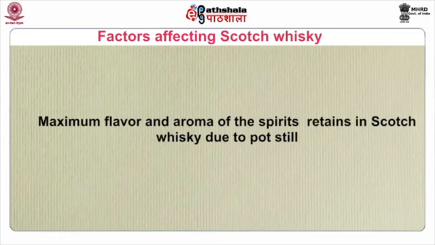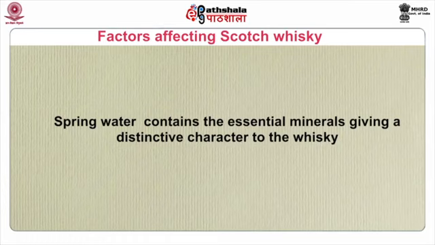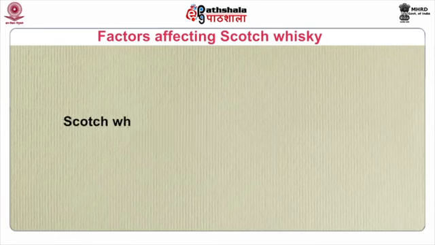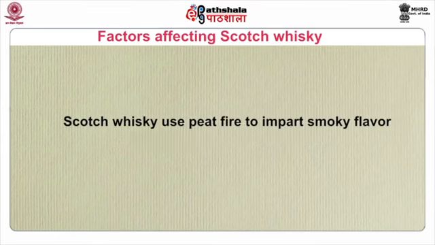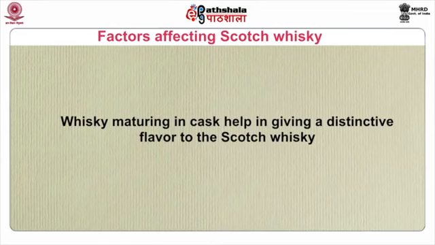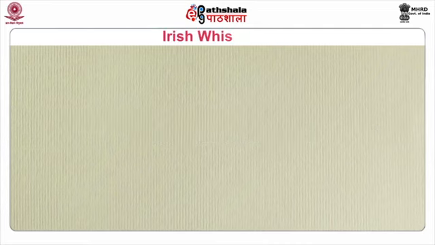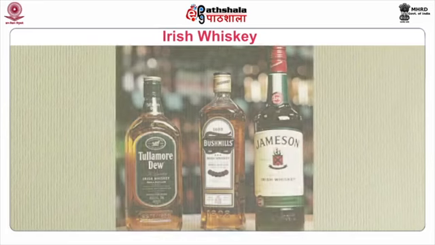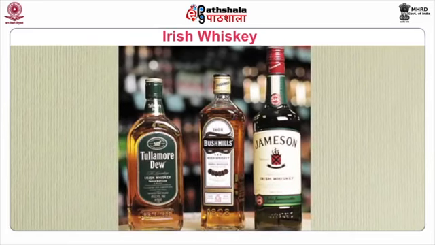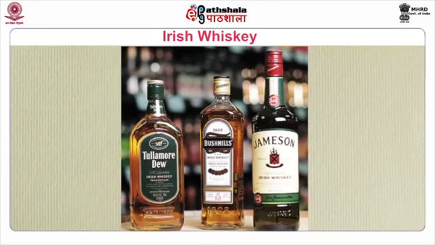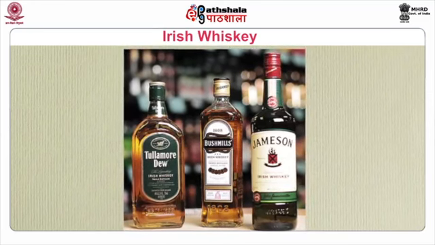The first one is that maximum flavor and aroma of the spirit is retained in Scotch whiskey due to the pot still. Second, spring water contains the essential minerals giving a distinctive character to the whiskey. Third, Scotch whiskey uses a peat fire to impart a smoky flavor. Fourth, whiskey maturing in the cask helps in giving a distinct flavor to the Scotch whiskey. Fifth, Irish whiskey, spelled as whiskey, is from Ireland, made from malted and unmalted barley and very small quantities of other grain.